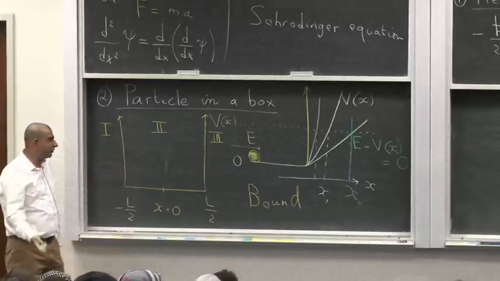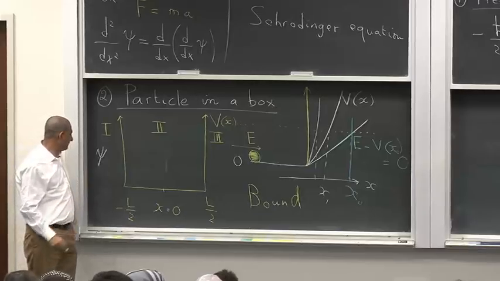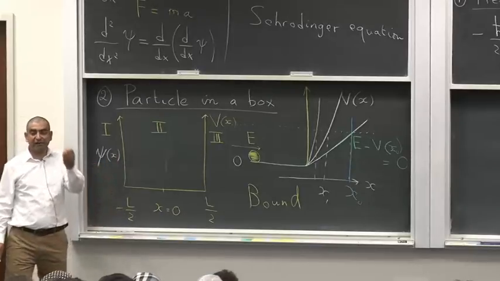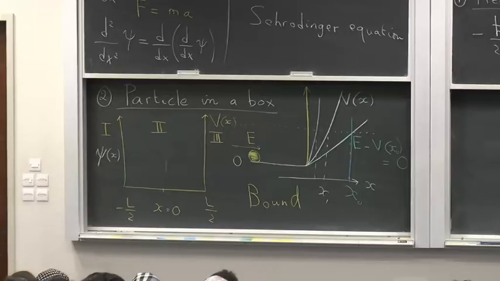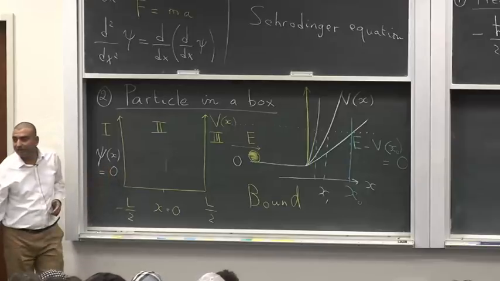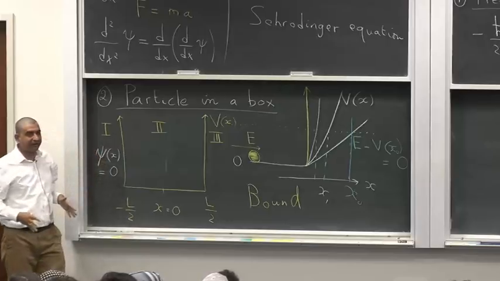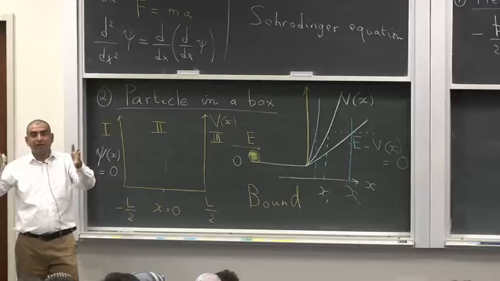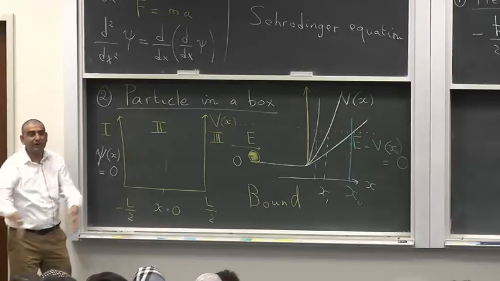The first question I would like to ask you, and please don't speak up, I'll ask you individually: in this region, what's the wave function in region 1? Zero. Why? The particle cannot exist in the forbidden region. If I take the probability density, it has to be zero. The wave function modulus squared is the probability density. So if the probability density is zero, the wave function has to be zero.